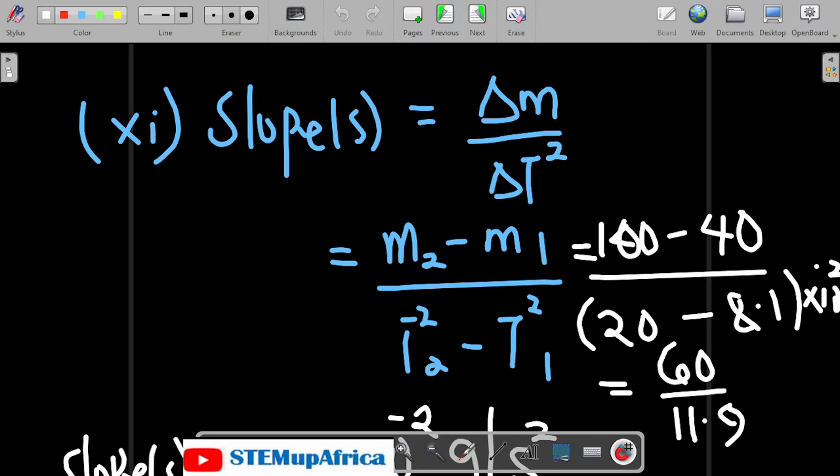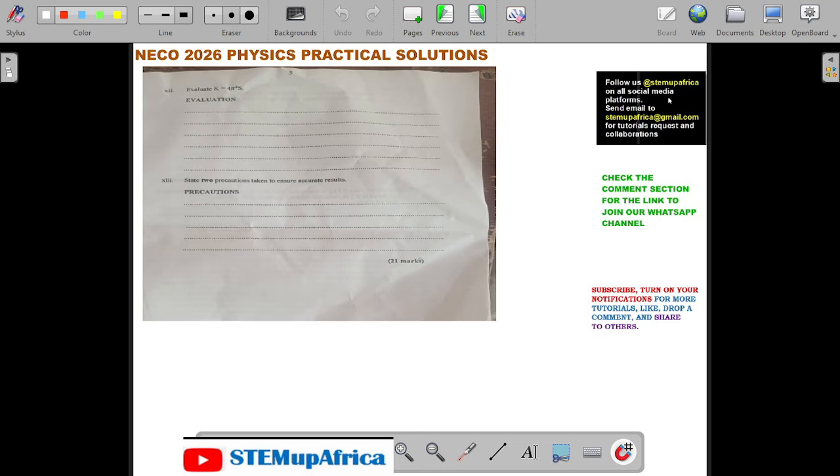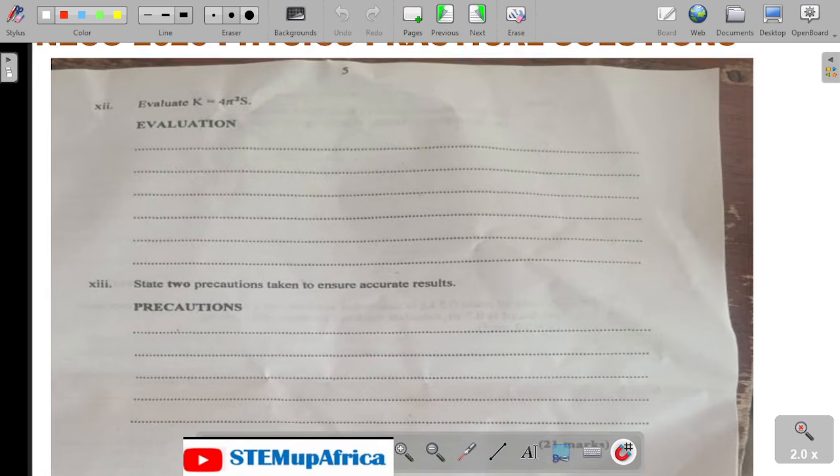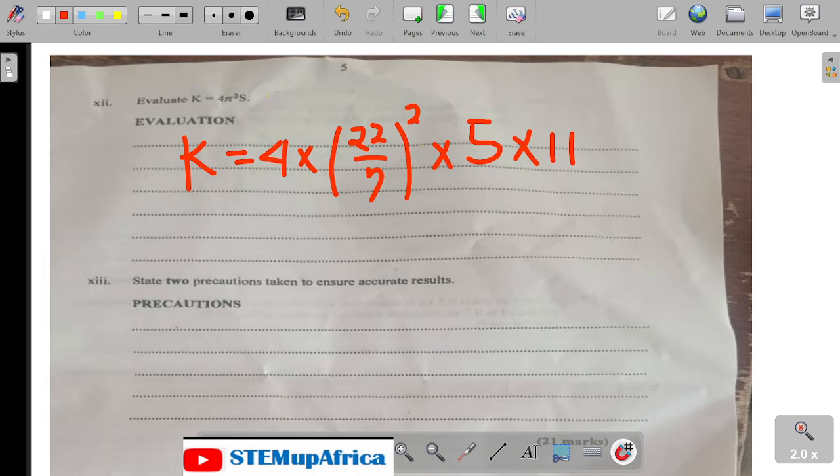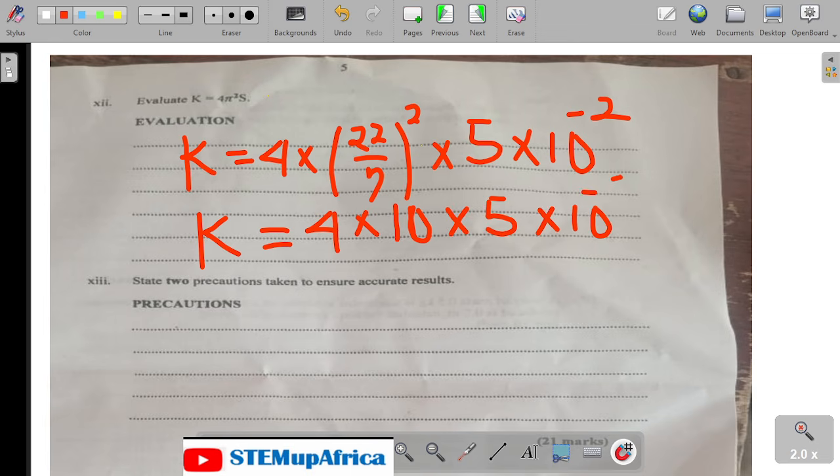So let's go to the next question. Next question says evaluate k equals 4 pi square x. So we've gotten x, your x is the slope. All you need to do is to write k is equal to 4 times 22 over 7, which is the value of pi, all squared, times 5 times 10 to the minus 2. So if you simplify this, what are you going to have? I'm having 4 times pi square, which is approximately 10, times 5 times 10 to the minus 2.